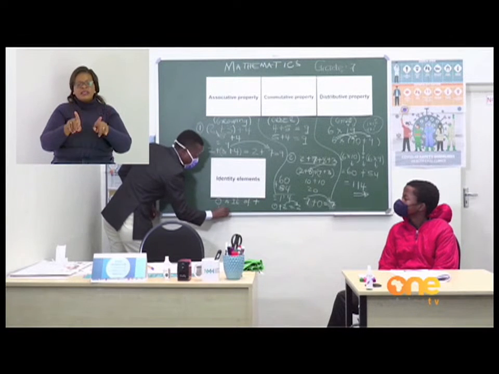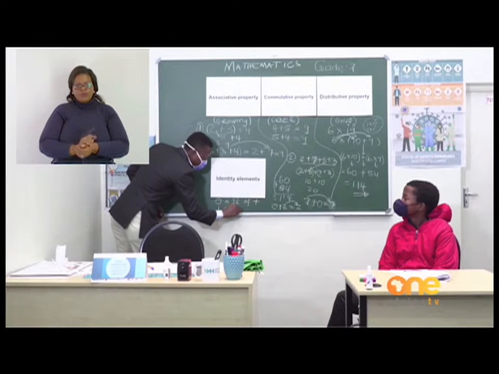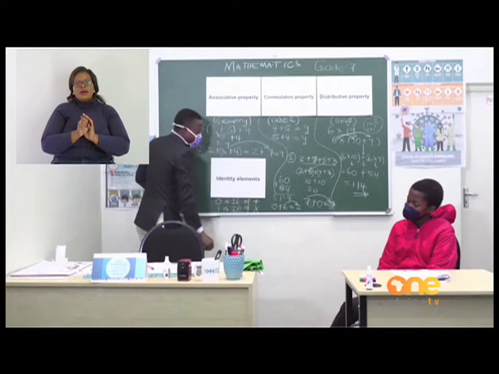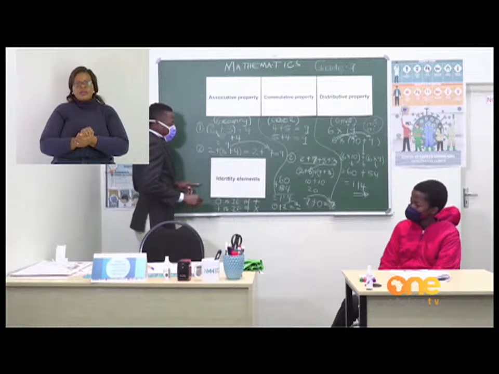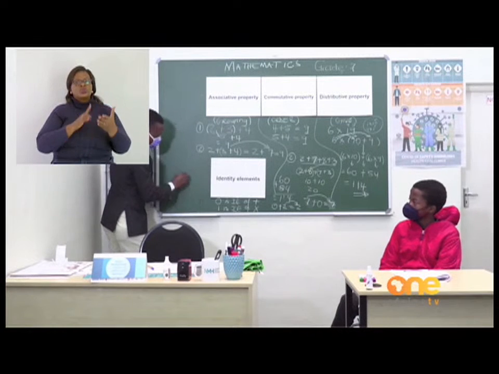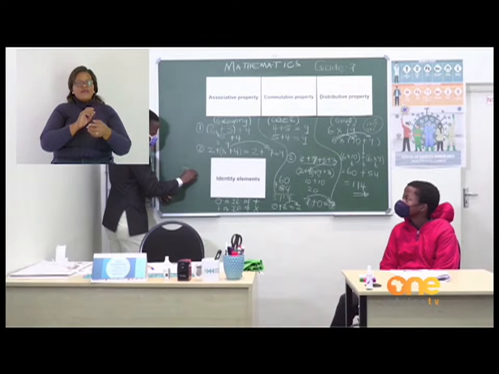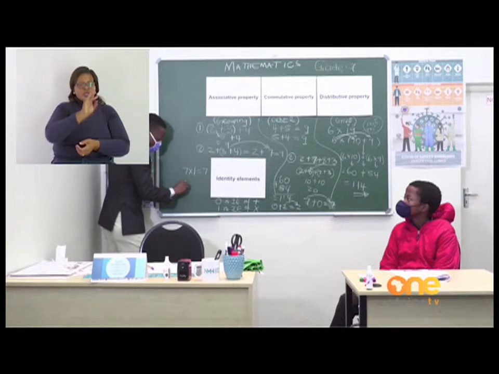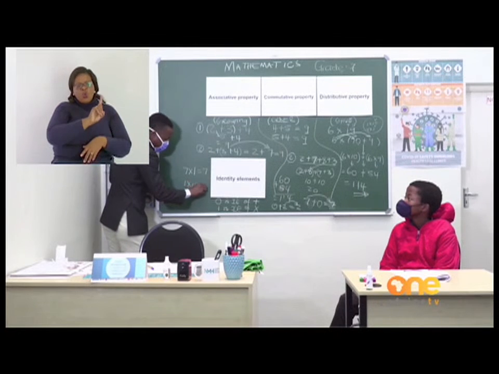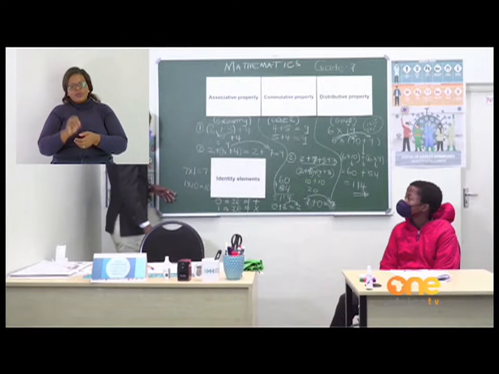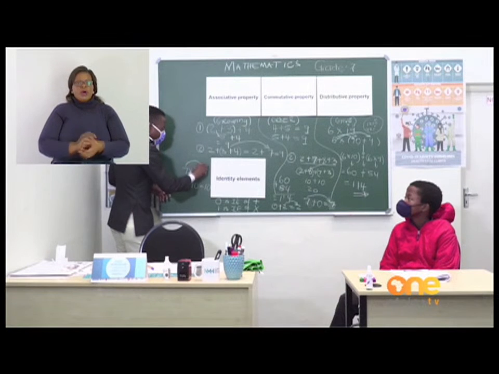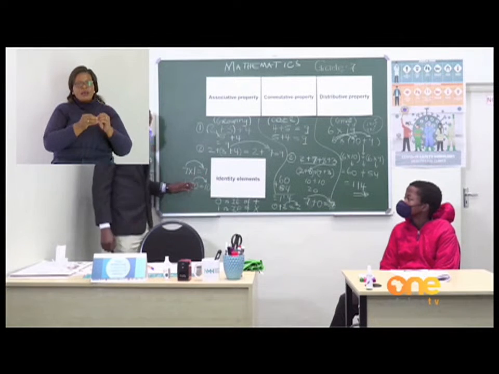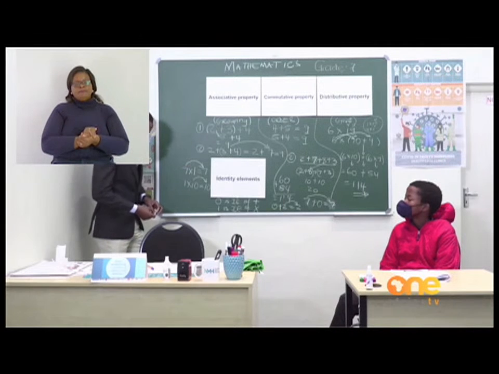1 is an identity element of multiplication. Why? Because, I'll do it here. If you multiply 7 times 1, I get 7. Or 1 times 10, I'll get 10. So the answer is that number, when you are multiplying with 1.